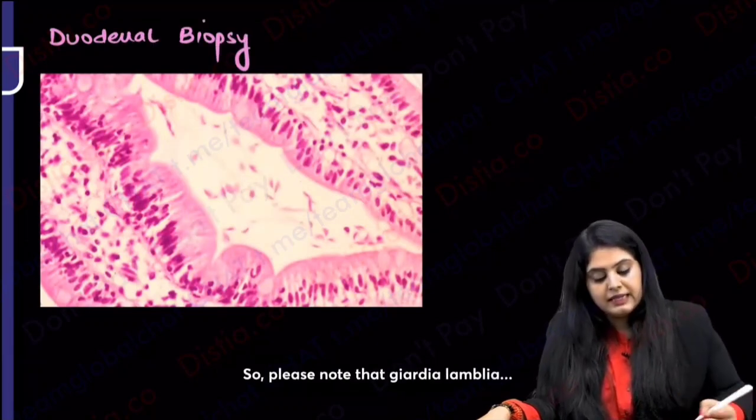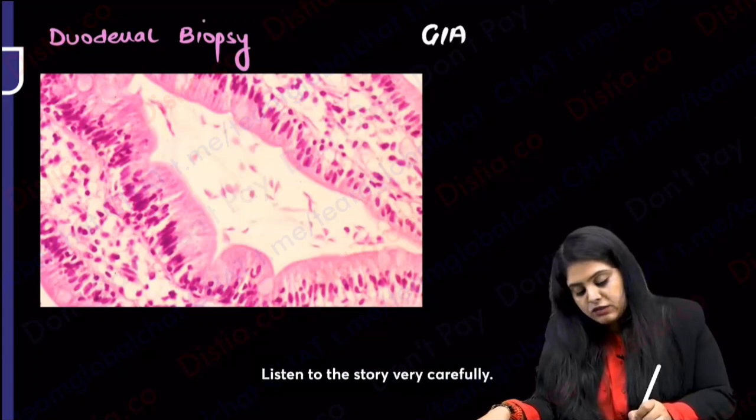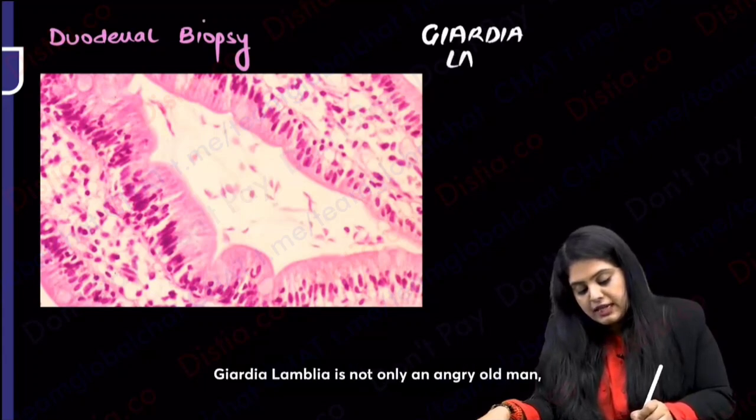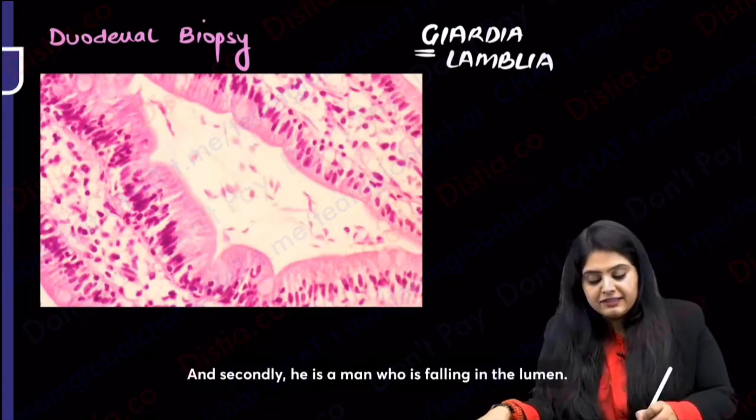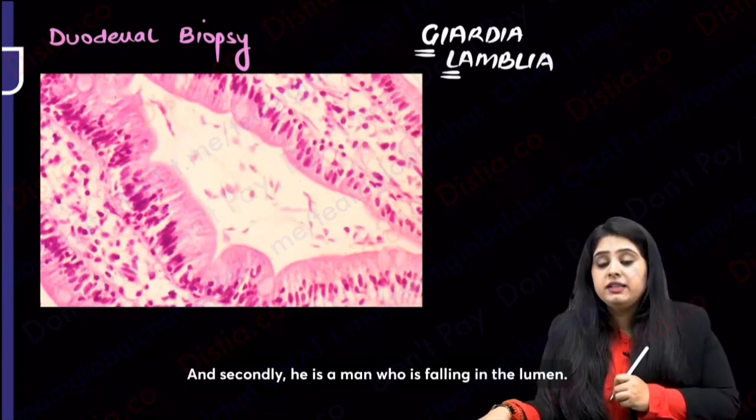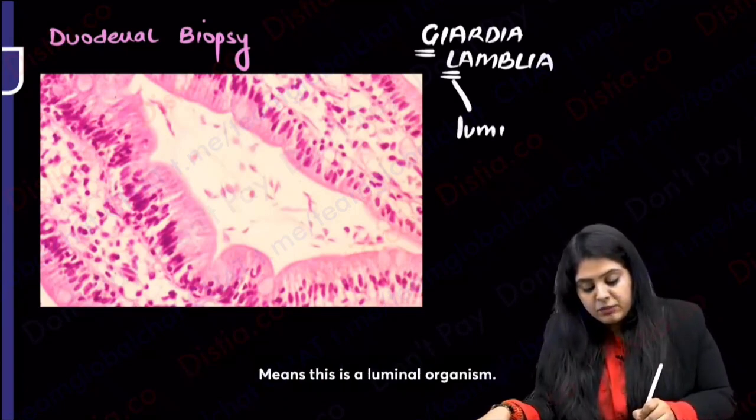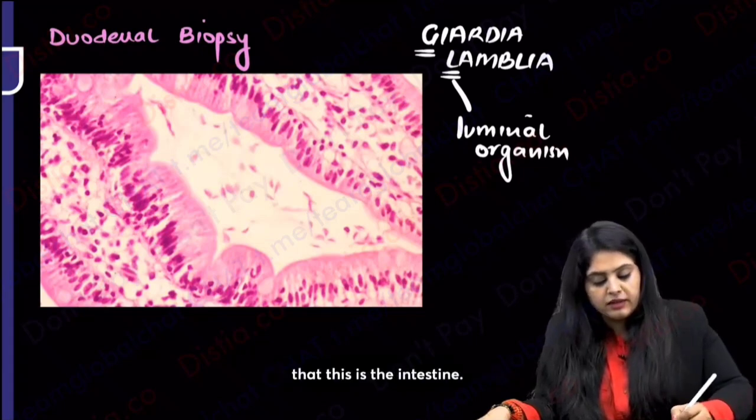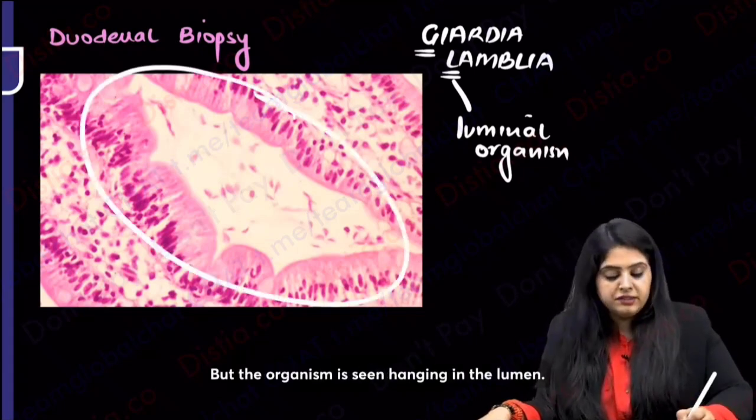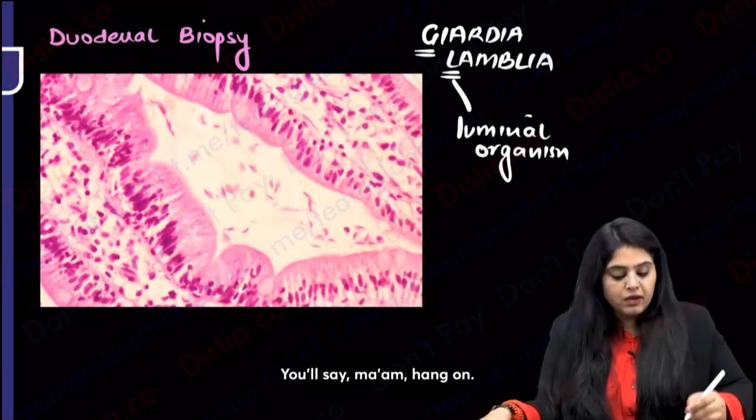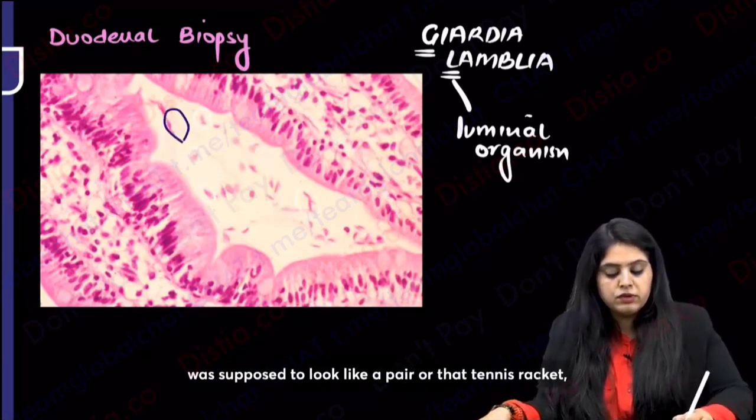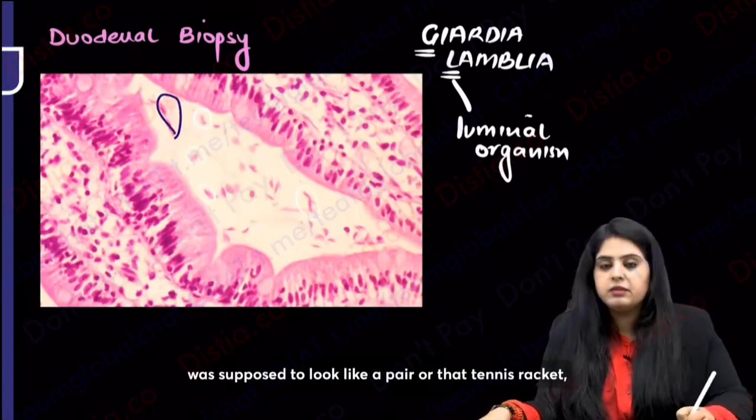So please note that Giardia lamblia, listen to this story very carefully. Giardia lamblia is not only an angry old man, he's a girta hua man, number 1. And secondly, he's a man who is falling in the lumen, means this is a luminal organism. And you can very well see over here that this is the intestine, but the organism is seen hanging in the lumen. You'll say, ma'am, hang on. Right now you said the organism was supposed to look like a pear or that tennis racket, but now it's not.